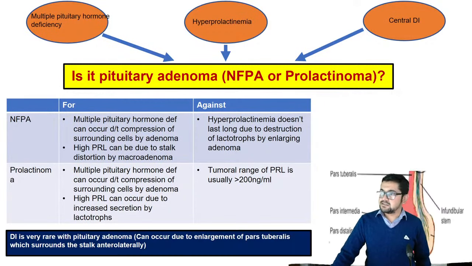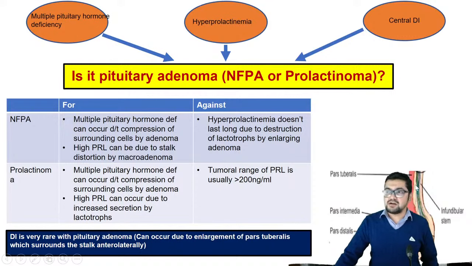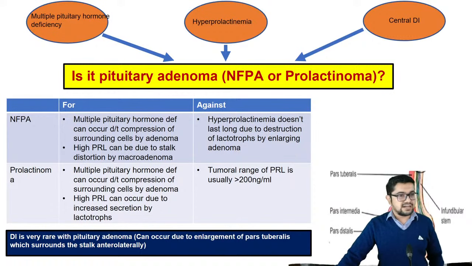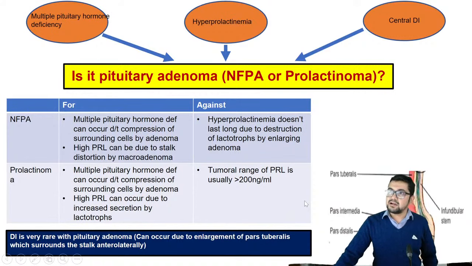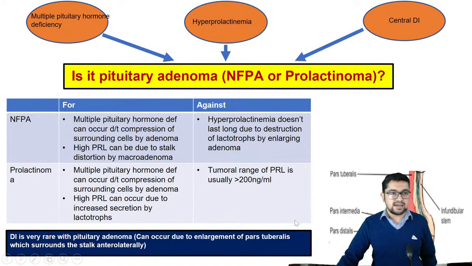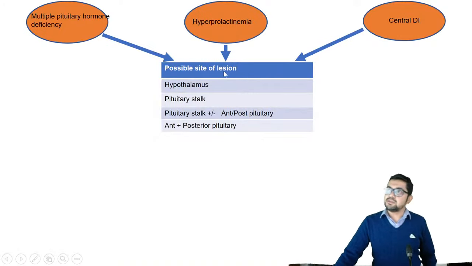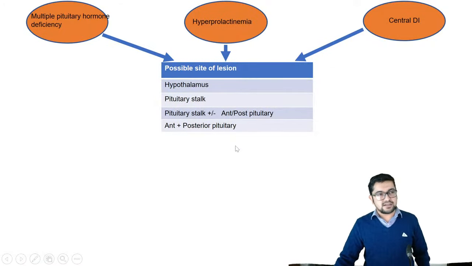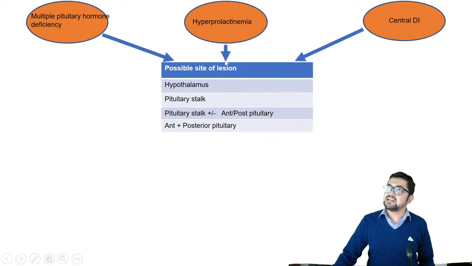And the last thing that was against adenoma was the presence of DI. Diabetes insipidus is very rare with pituitary adenoma. It can rarely occur only if there is the enlargement of pars tuberalis, which surrounds the stalk anterolaterally. So the enlargement of pars tuberalis can only cause DI at all if there is an anterior pituitary involvement. So in this background, at the time of presentation, we thought that this is possibly not adenoma, but something else. So the possible site of lesion, depending upon the clinical history and the biochemical findings, was localized.